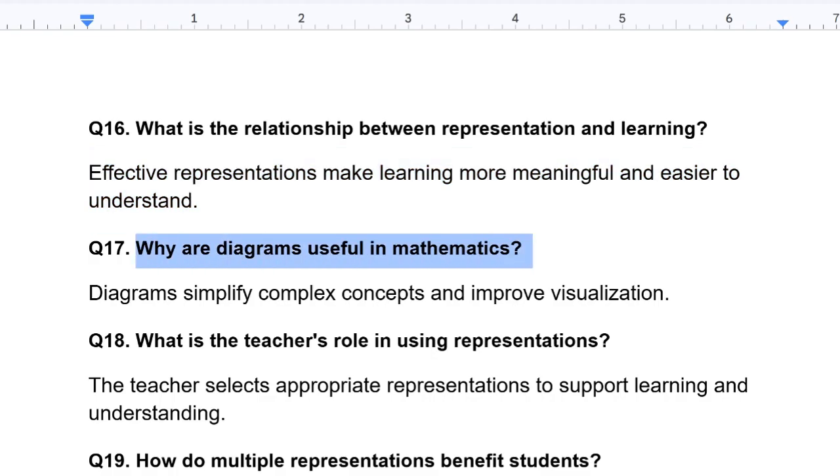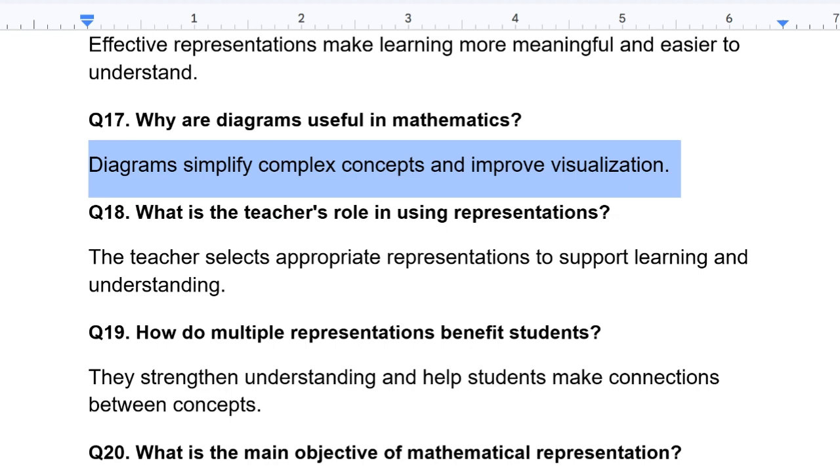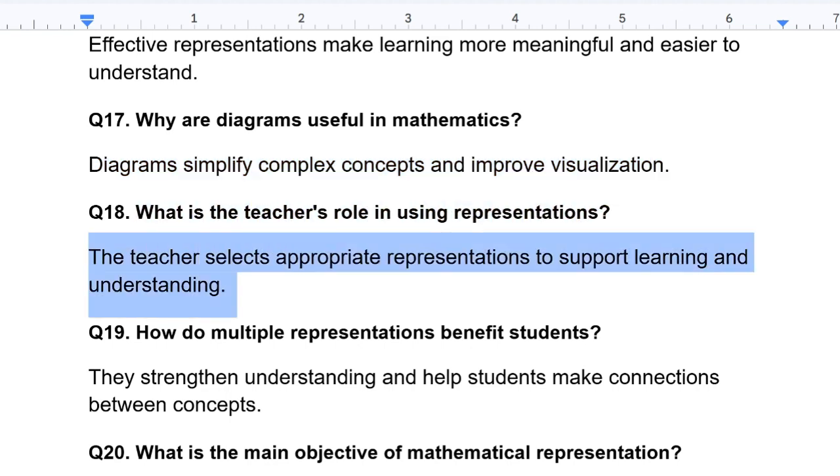Why are diagrams useful in mathematics? Diagrams simplify complex concepts and improve visualization. What is the teacher's role in using representation? The teacher selects appropriate representation to support learning and understanding.